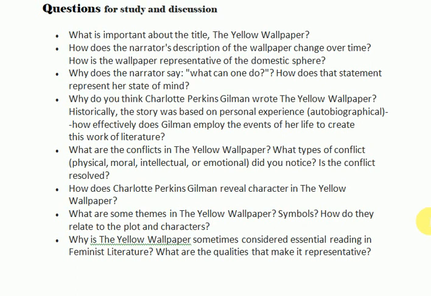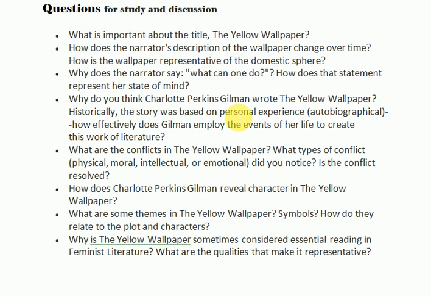And now these are the questions for study and discussion. Have a look at these questions. For exam purposes, you may prepare these questions. They would be really helpful. You may have a look at what is important about the title. You may need to work on the yellow wallpaper as an important symbol of the story, as well as an important title of the story.